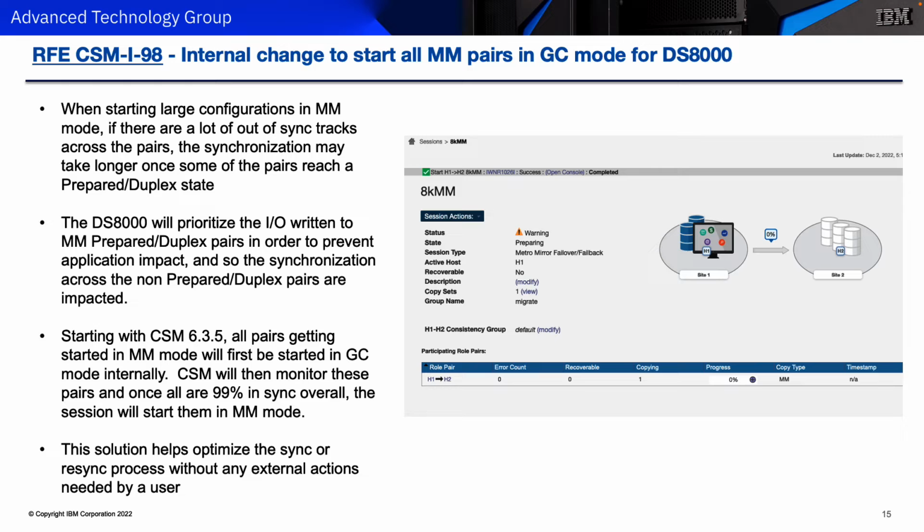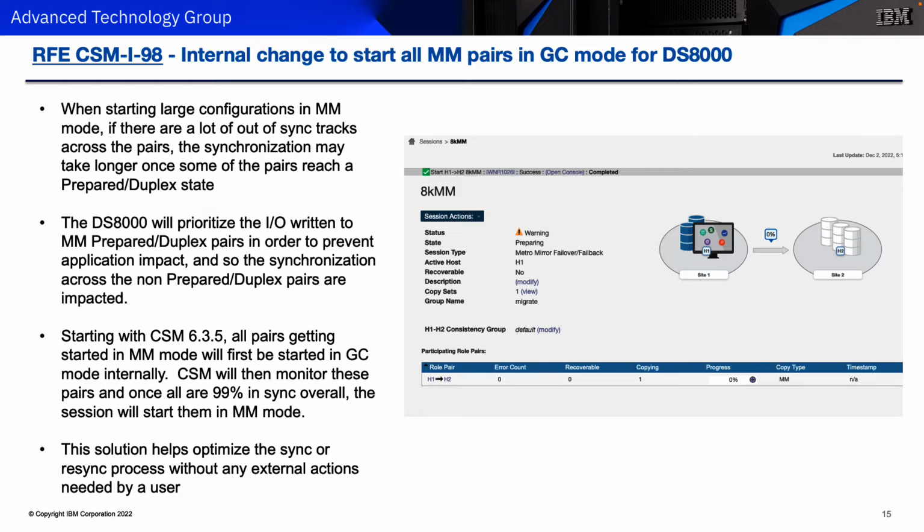You can leave all your scheduled tasks or your policies, etc., to issue a start H1, H2 for Metro Mirror mode. But internally, CSM for any of those Metro Mirror establishers will now start the pairs on the hardware in global copy mode first. And then for that role pair, we will monitor that role pair and not move anything to Metro Mirror mode until, by default, they all reach a 99% overall synchronization state. So once we're 99% synchronized across the role pair, then and only then will we establish things in Metro Mirror to get everything into the duplex prepared state.